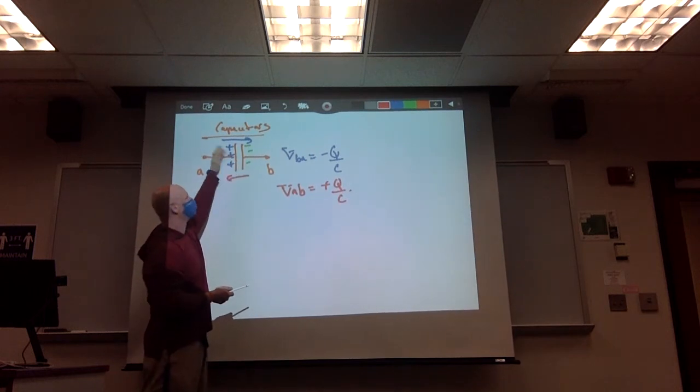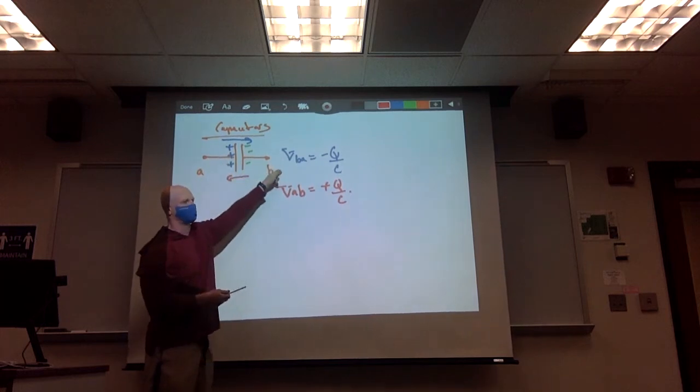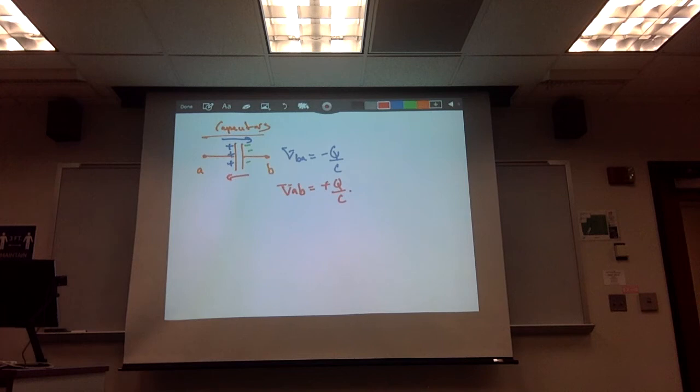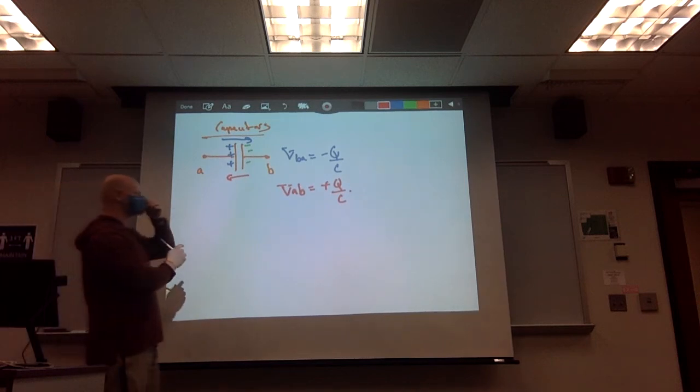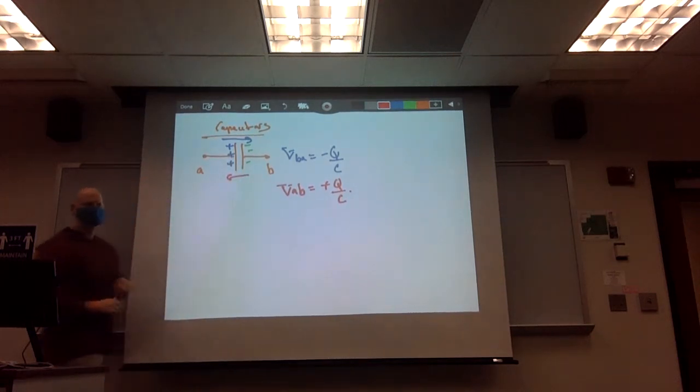So you can think about it also as if I'm going in the direction of the current, it's a drop. If I'm going opposite of the direction of the current, then it's an increase. So we don't mention it directly that it depends on the current, but the way that the plates are charged does depend on the direction of the current.